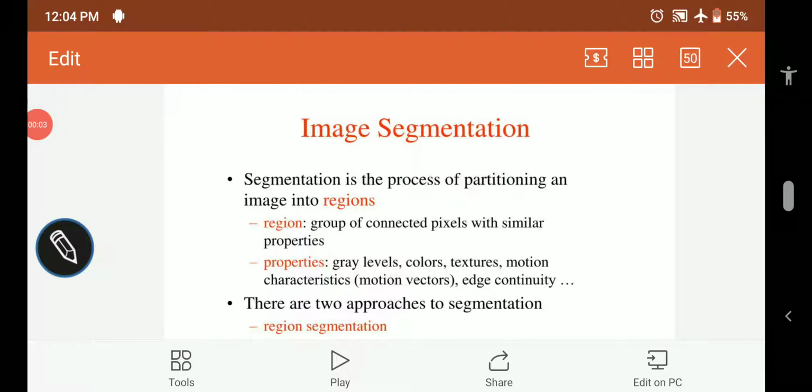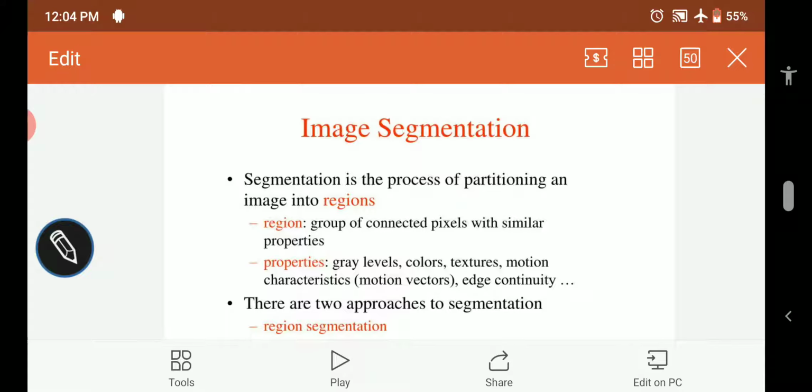Hello students, let us start with module 5, image segmentation. This is image processing, covering methods whose inputs and outputs are images, and methods in which the inputs are images but the outputs are attributes extracted from those images.